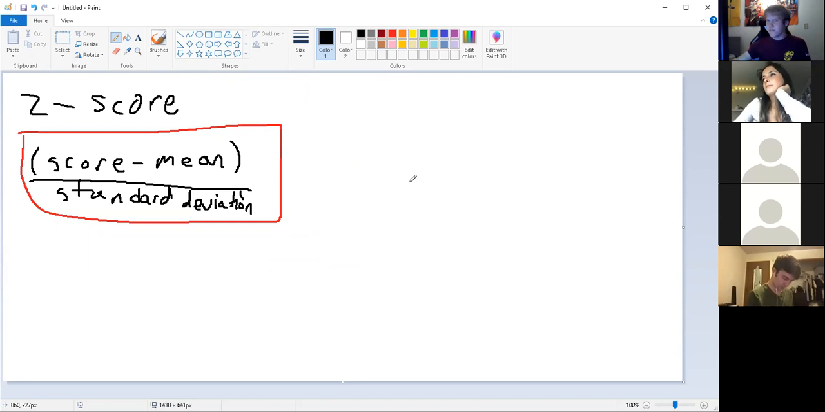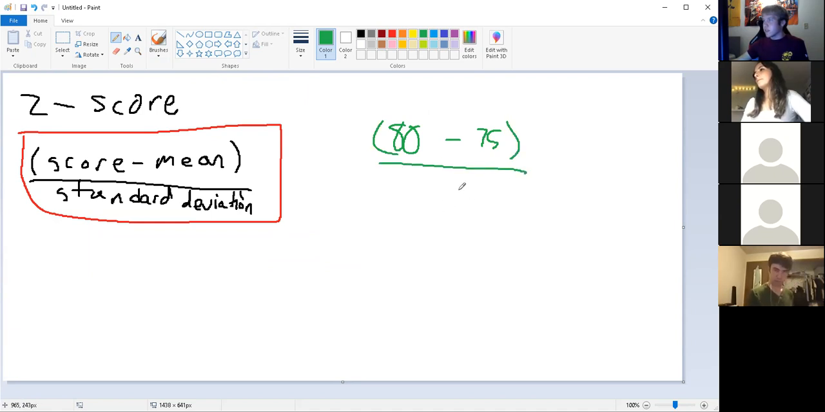So let's say we're trying to convert a score of 80 on something where the mean is 75 and the standard deviation is 4. So this would be equal to 5/4 or 1.25. So then this is your z-score.